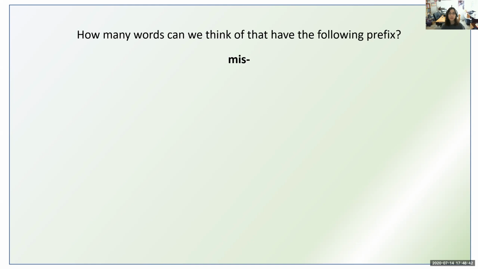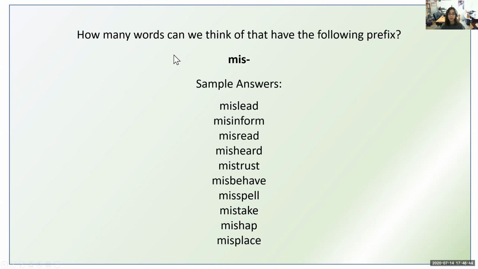Awesome. So here are some sample answers. There's obviously a lot more answers, but these are just a few of them. So if you have a word that's not on this list, extra wonderful job. Okay, so some sample answers that use the prefix miss are mislead, misinform, misread, misheard, mistrust, misbehave, misspell, mistake, mishap, and misplace. And again, there's a lot of other ones too.